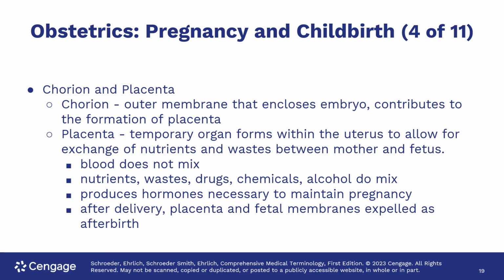Structures of pregnancy are the chorion. That's the outer membrane that holds the embryo and helps to form the placenta. The placenta forms within the uterus and allows for nutrients and waste to exchange between the mother and the baby. There is no blood exchange. However, there are some toxins, pathogens, drugs, and chemicals that do cross the placenta and may affect the baby. After birth, the placenta comes out.